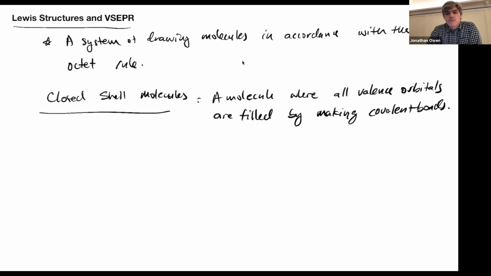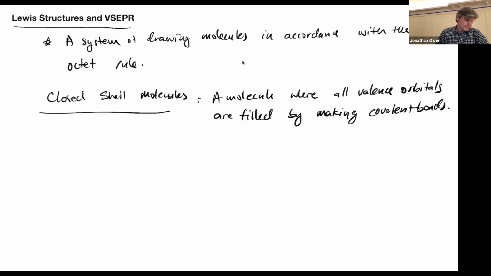So in the main group, this is the octet rule. There's an equivalent rule in the transition metal series called the 18 electron rule. We're going to talk more about the 18 electron rule later. Both of them seek to fill up the valence orbitals of the metal. Okay.